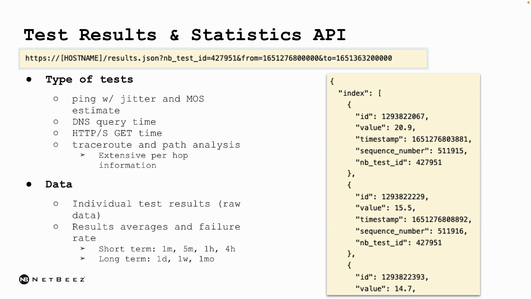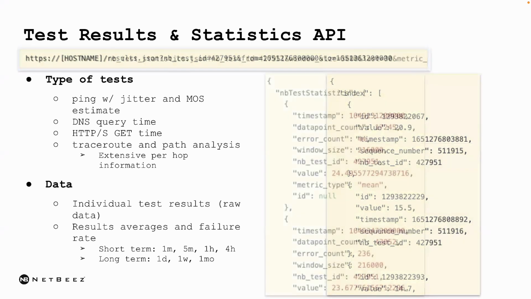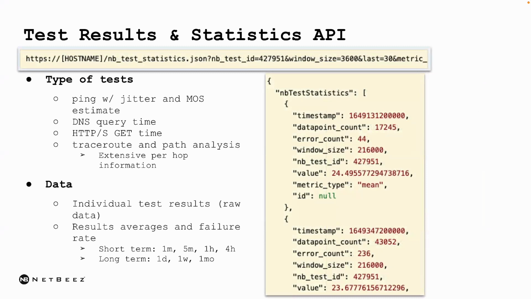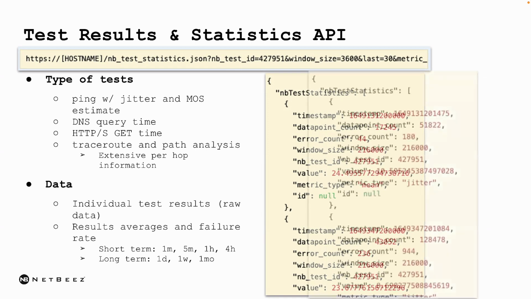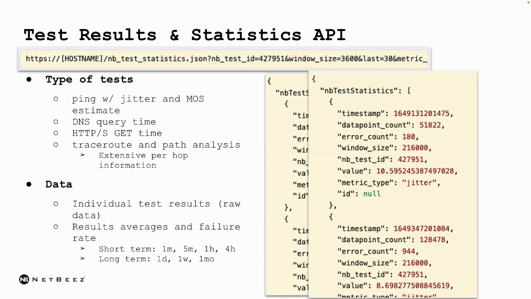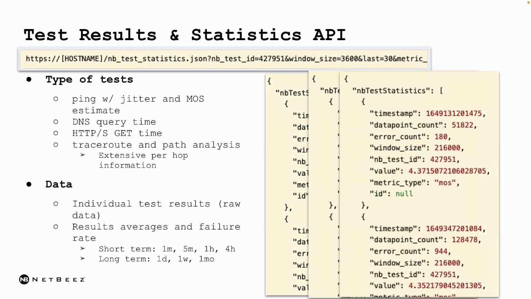You receive back a time series of data where you have the value, the timestamp, and so on. Now, for the statistics, since the data is also available in different average granularities, you can define the window size, the range of timestamps you're interested in, and also the metric type. In this case, we have mean, which gives you a time series of the mean results, and from here you can also get the jitter as well as MOS estimates of those results.